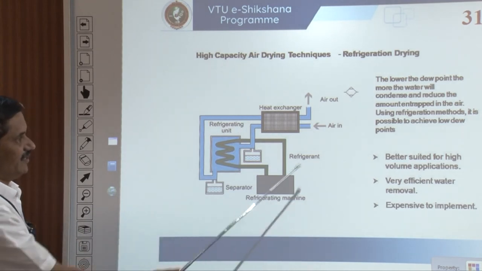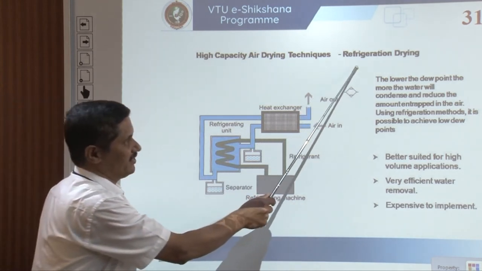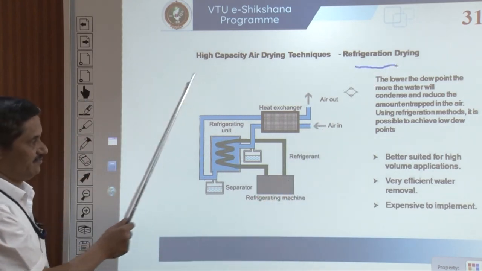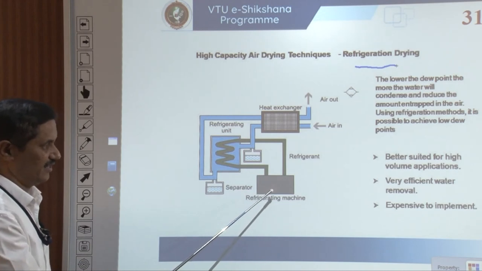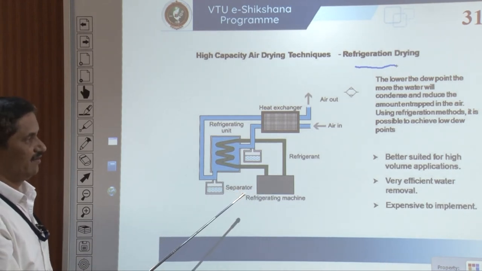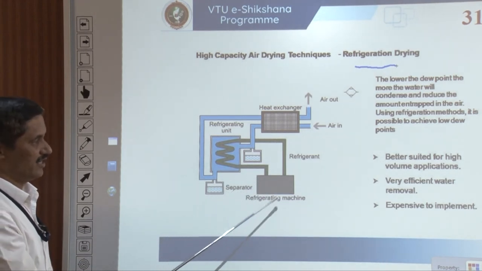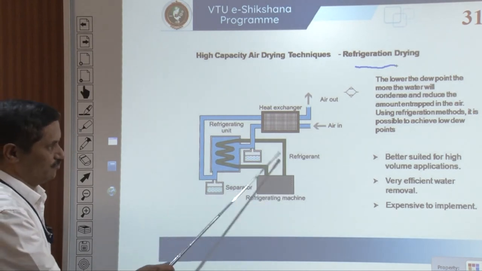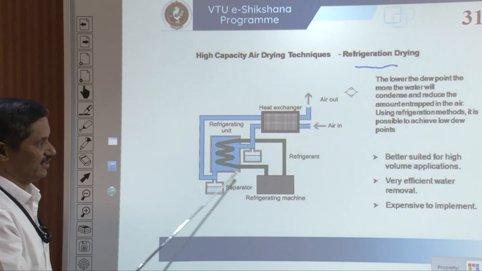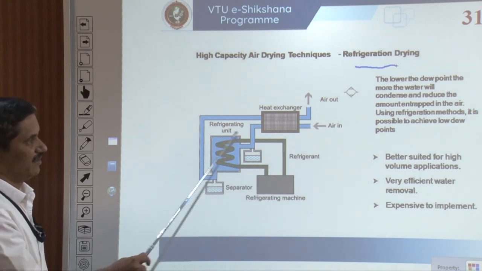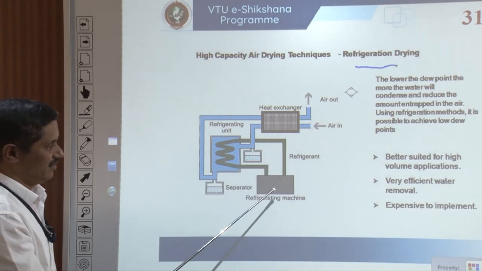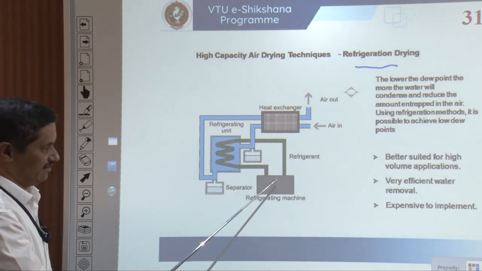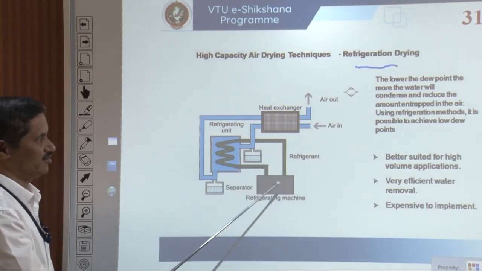In the third figure, I am showing refrigeration dryers. In refrigeration dryers, we use refrigerants like Freon and similar agents, and it is a closed loop system. As you know, in a refrigerator you will have a closed loop environment, so the refrigerant will be running through it. It will have a compressor in it and all those kinds of things.